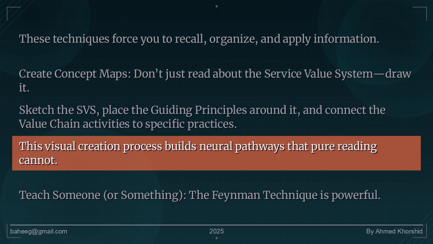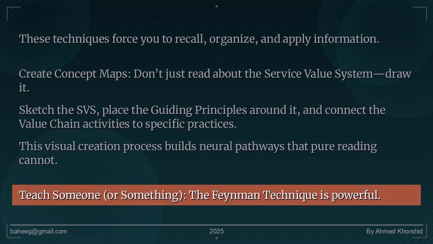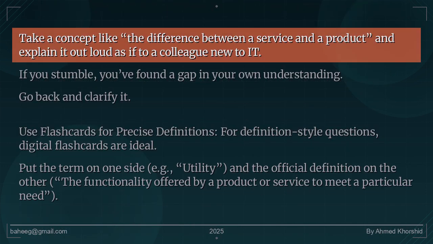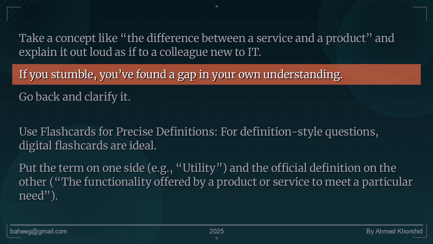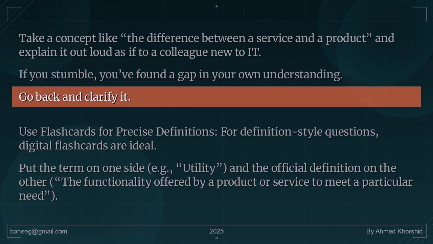This visual creation process builds neural pathways that pure reading cannot. Teach someone, or something. The Feynman technique is powerful. Take a concept like the difference between a service and a product and explain it out loud as if to a colleague new to IT. If you stumble, you've found a gap in your own understanding. Go back and clarify it.